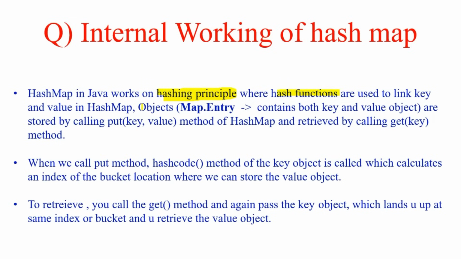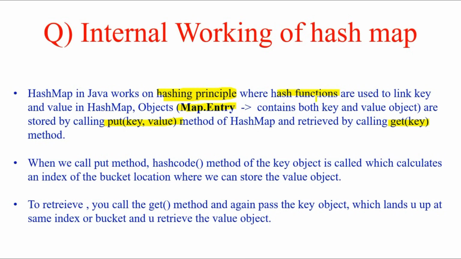The next important point here is the Map.Entry object, which is nothing but a Java object that contains both key and value objects stored in the hash table, where you can use two particular operations: the put operation to put the Map.Entry object into the hash map, and the get operation, where you pass the key and get the value out of it. So this was the basic, very abstract way of understanding how hash map works. It basically works on the hashing principle using the hash function.